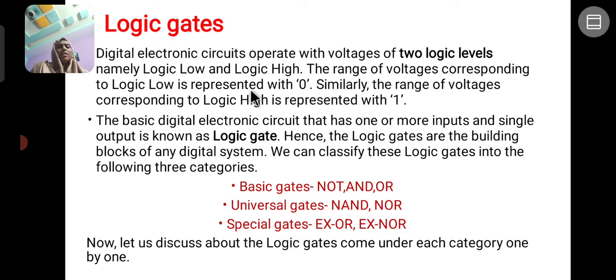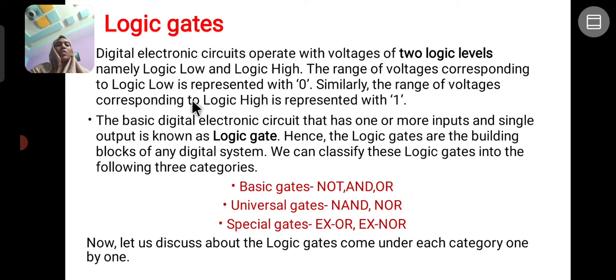Then what are logic gates? Logic gates are very important in every digital electronic circuit. Without logic gates, there is no digital circuit, right? Digital electronic circuits operate with voltages of two logic levels, namely logic low, which is known as 0 volts, and logic high, which is logic 1. The range of voltages corresponding to logic low is represented with 0. Similarly, the range of voltages corresponding to logic high is represented with 1, right?